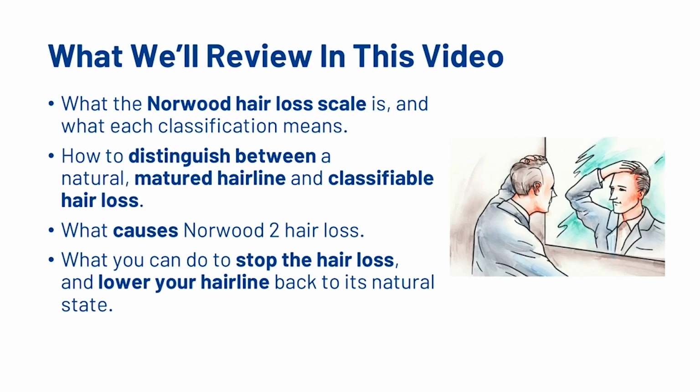So what we're going to look at today in this video is I'm going to be talking to you about what the Norwood hair loss scale is and what each classification means. Then we're going to talk about how you can distinguish between a natural matured hairline and classifiable hair loss. Then we're going to talk about some of the causes of Norwood 2 hair loss, and then I'm going to show you exactly how to stop the hair loss, lower your hairline and get it back to its natural state.